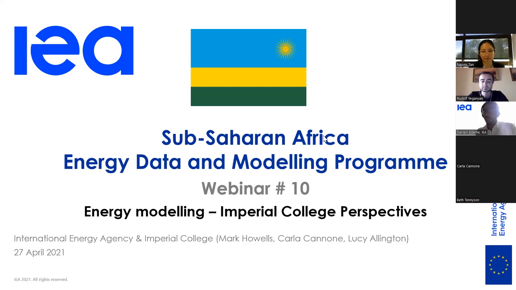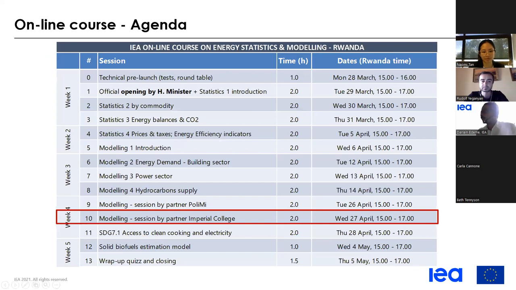So just a quick recap to contextualize this within our overall agenda. As I said, this is webinar number 9, but it's the 10th because we had webinar 0. Actually, we switched this webinar with the Politecnico di Milano, another partner from Italy, which will be presenting Thursday because of unforeseen events. Tomorrow we will have Politecnico di Milano joining us, and the day after tomorrow we will have a dedicated webinar on SDG 7, in which we will focus on access to clean cooking and electricity and how we can model these two very important aspects.